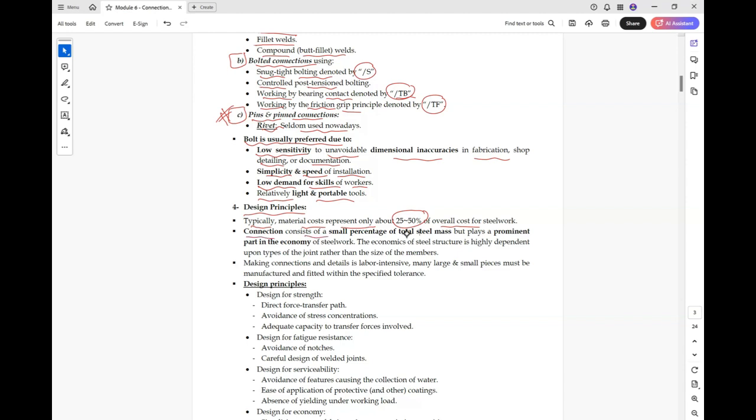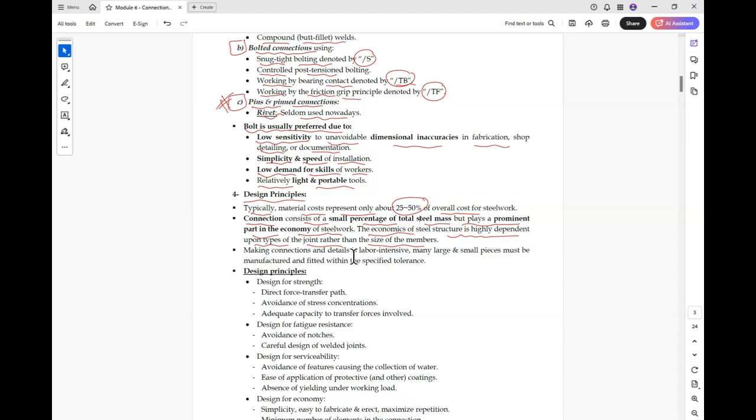Connection consists of a small percentage of total steel mass, but plays a prominent part in the economy of steel work. The economics of steel structure is highly dependent on the type of the joint rather than the size of the member. So again, the economics behind the connection depend on the type of the connection rather than the size of the member. Making connections and details is labor intensive. Many large and small pieces must be manufactured and fitted within the specified tolerance.